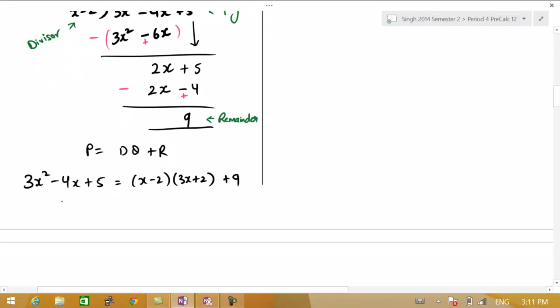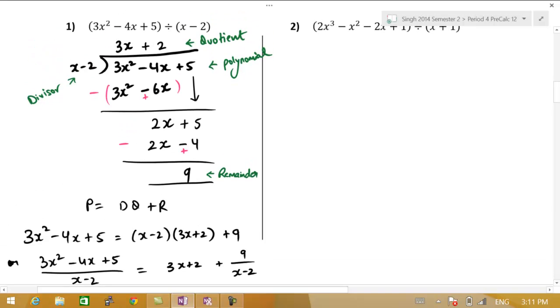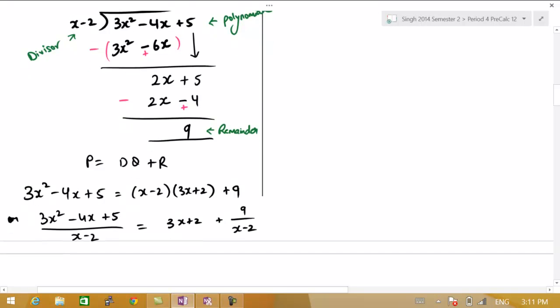I can also say that 3x squared minus a 4x plus a 5 divided by the x minus 2 gives me 3x plus 2 and then plus a 9 over x minus 2. Right, just like you wrote fractions. So the inside part divided by a number is going to give you the quotient, and then the remainder was always written as a fraction of the remainder and the divisor. So 9 over x minus 2.